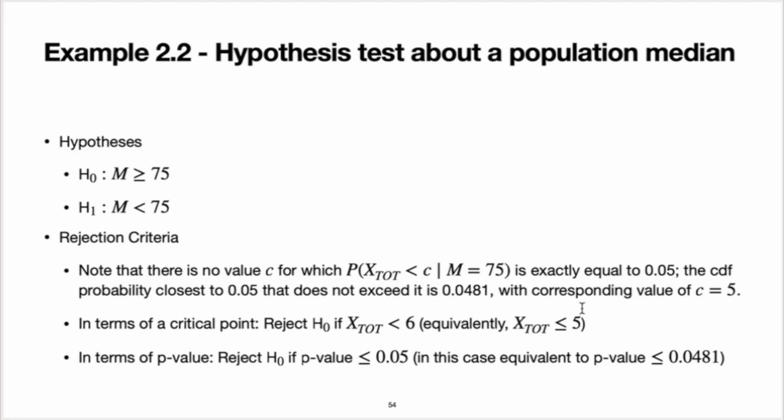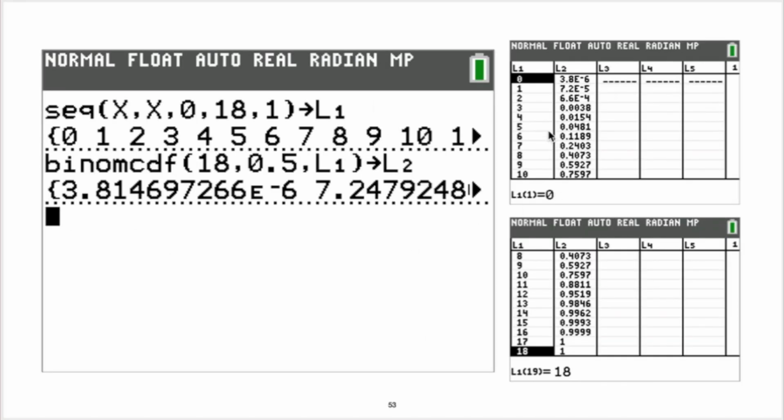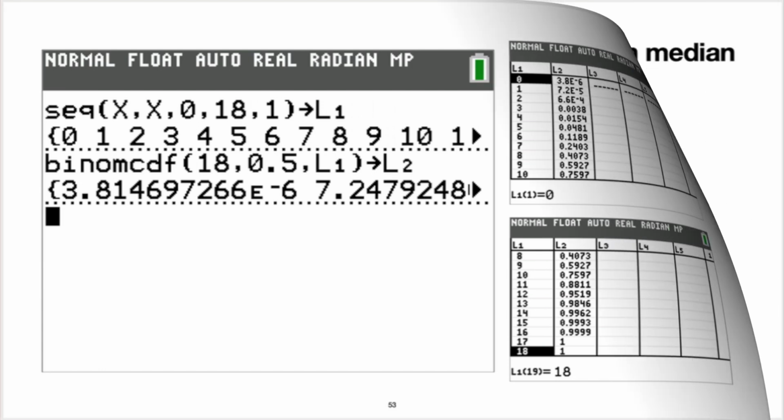And the corresponding value of C is actually, this should not be 5, this should be 6, shouldn't it? Because we're talking about strictly less than. So let me go back to the previous slide and just confirm. Oh yeah, okay, so I see here, this is the probability that X is less than or equal to 5. If we want to express it in terms of values that are strictly less than, it would be 6.